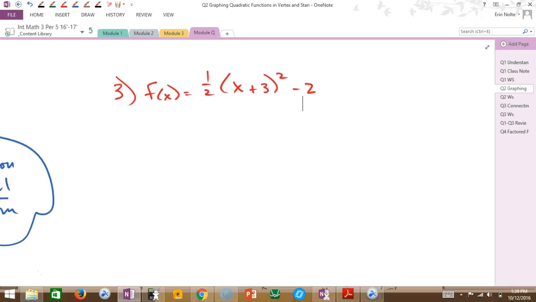Okay, graph this. Find the vertex. That's the easy part. Start there. Make an educated guess on how you can find the 2 additional points. If you don't like the fraction, then just pick a value and plug it in.